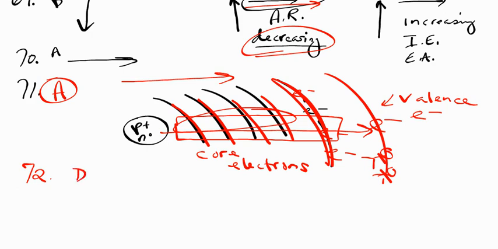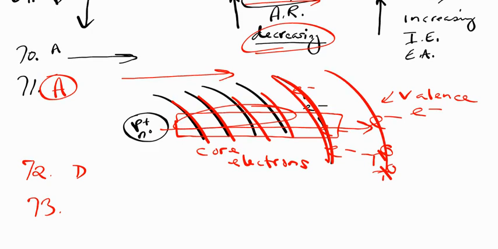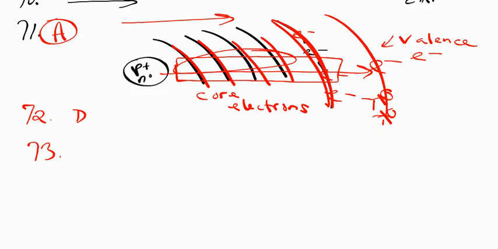Number 73. What element in the second period has the largest atomic radius? Well, as you go across a period, you are decreasing in size for atomic radius, so therefore the larger ones are to the far left. Out of all of these, the one that's furthest to the left is going to be B, lithium, which is way over here versus others.